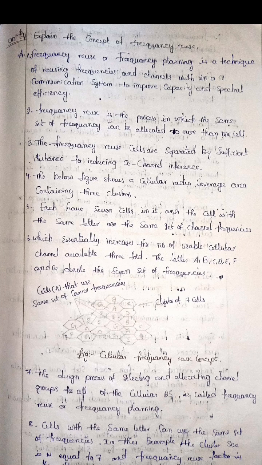And next we move to the another Unit 4th important questions. Explain the concept of frequency reuse. Frequency reuse, a frequency planning, is a technique of reusing frequencies or channels within a communication system to improve capacity and spectral efficiency. Frequency reuse is the process in which the same set of frequencies can be allocated to more than one cell. The frequency reuse cells are separated by sufficient distance for reducing co-channel interference.